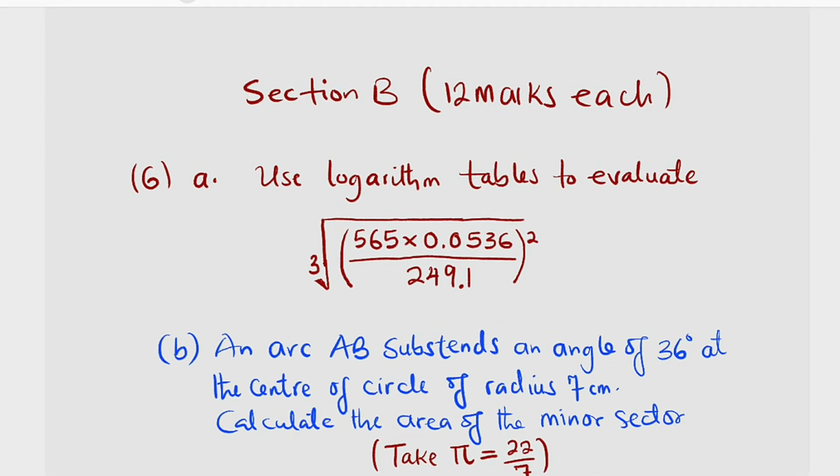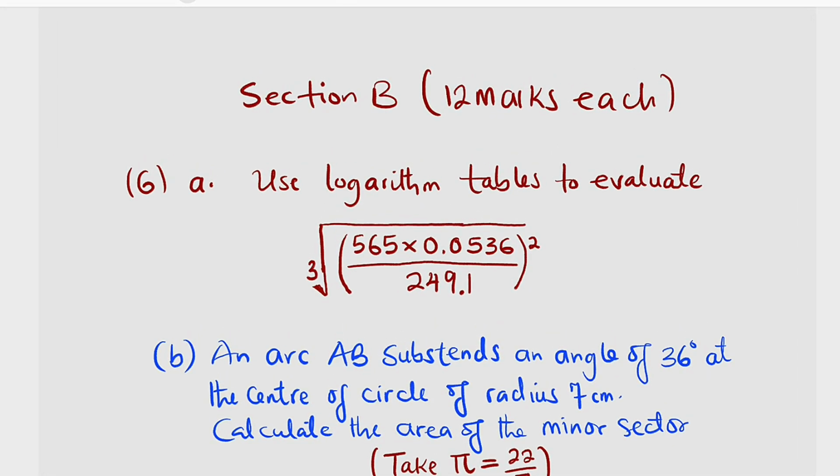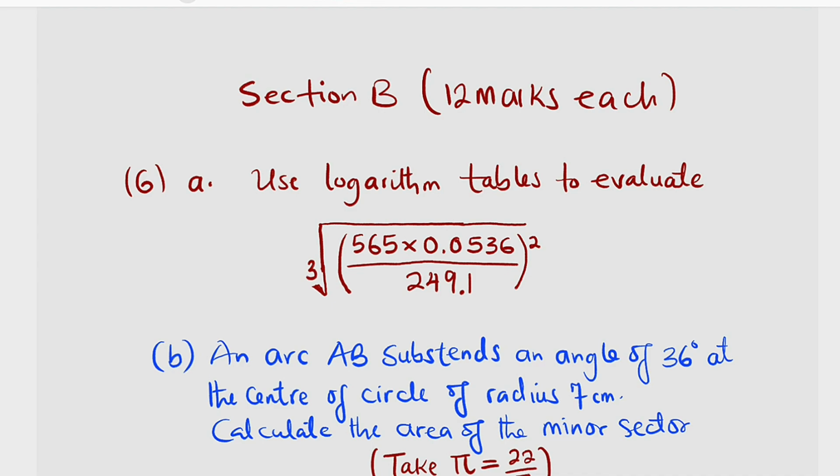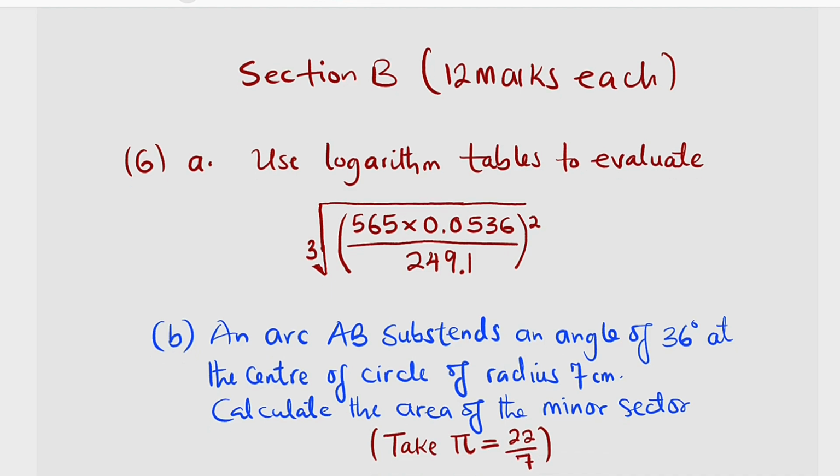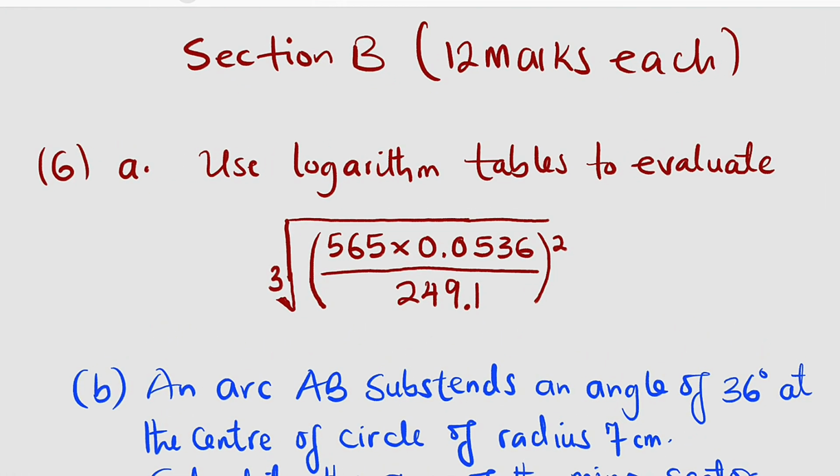All right, here is question number 6 from section B. We have 7 questions here from question number 6 to question number 12, and each carries 12 marks. So here we have A and B. The first part is a logarithm problem, while the second part is a cycle problem. Let's start with the first one.